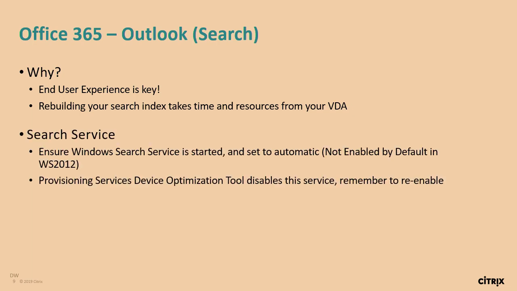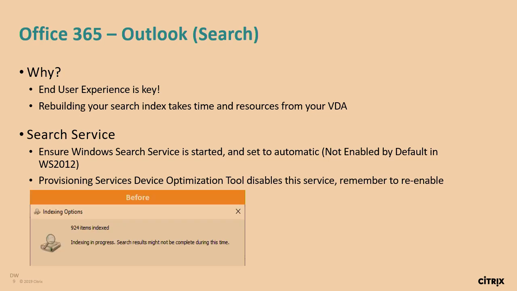So the search service, a quick tip around Windows 2012 R2: it's not actually enabled by default, so you need to enable it on that version of Windows, set it to automatic, and make sure that it's running, and make sure that no other provisioning tools go and disable anything. You'll see the provisioning services will disable the Windows search service, which means your Outlook cache doesn't roam.